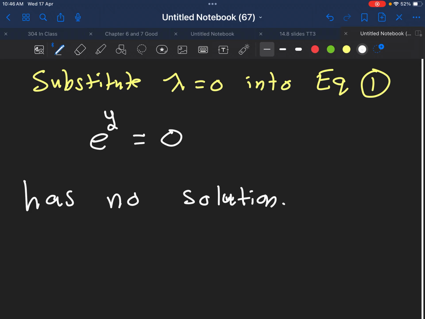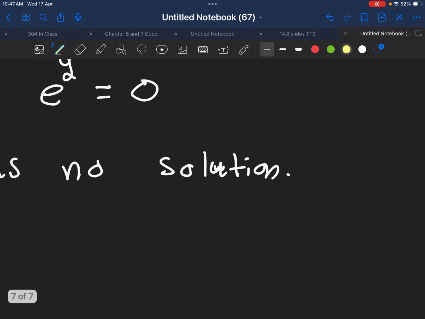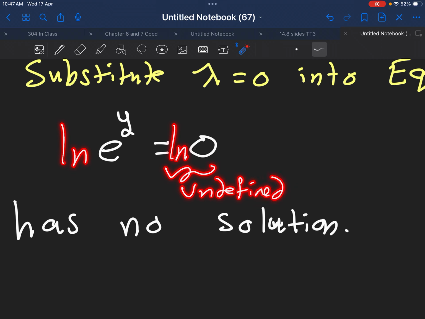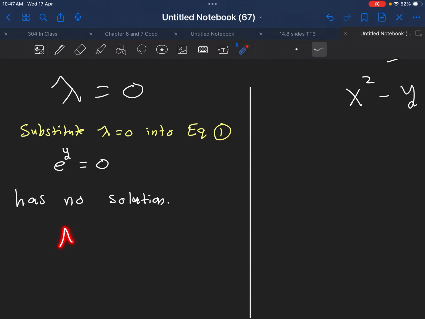Why does it have no solution? Because if it had a solution, you would take ln of both sides. If you take ln of both sides, ln here and ln here, this is undefined. We don't have ln 0. So it has no solution. The exponential function never equals 0. This means I will never find x or y, so this branch has to be disregarded. This option is disregarded.